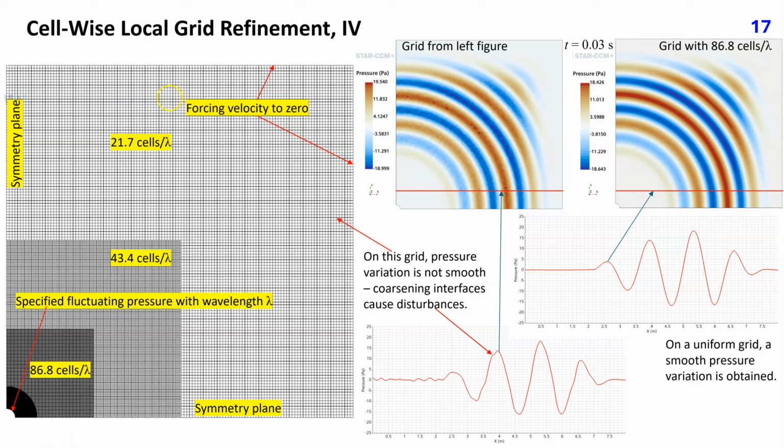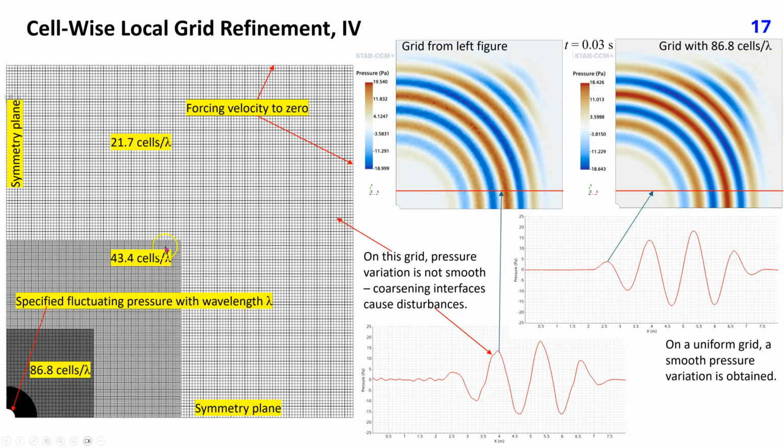Two grids were used. One is shown in this plot with several grid coarsening interfaces with increasing distance from the boundary where the pressure oscillations are prescribed. In the other grid, the cell size from this zone is kept in the rest of the solution domain. The number of cells per wavelength lambda of pressure fluctuation is indicated in each grid zone. On a grid without coarsening interfaces, the solution is smooth, as can be seen in these two plots. The instantaneous pressure profile is taken along this line at time t equals 0.03 seconds.